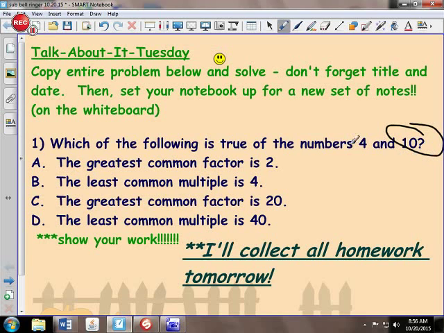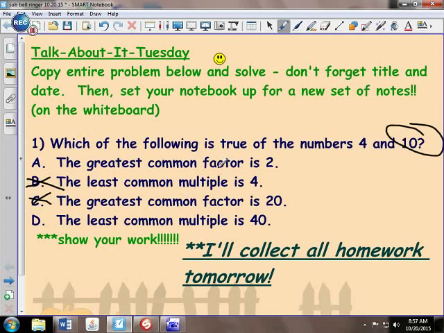The greatest common factor is 20. Remember, factors go into the number, so 20 can't go into 4, and 20 cannot go into 10, so C would not be the correct answer. And then you have two choices: the least common multiple is 40, or the greatest common factor is 2. You can use the ladder method or listing. I'm going to check D just to see.